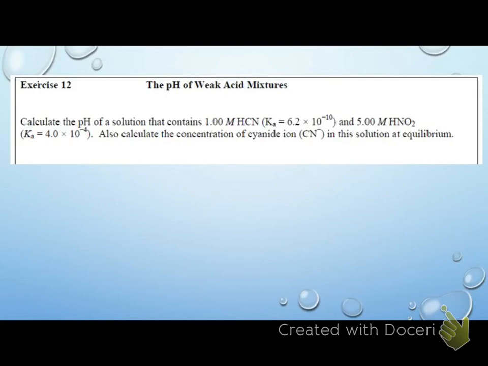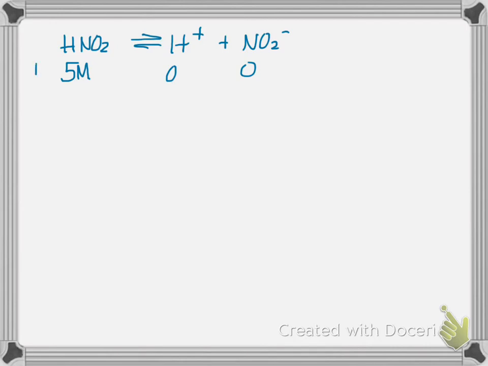I'm going to do a new blank page because I can't fit my work on there. I write too big. The one with the larger Ka value by a significant amount is the HNO2, so we're going to start with that. We start with 5 molar, which is a large molarity. Then 0, 0, minus X, plus X, plus X.